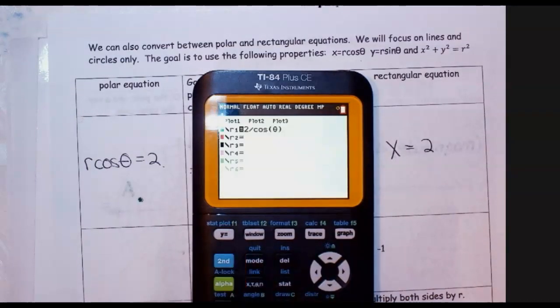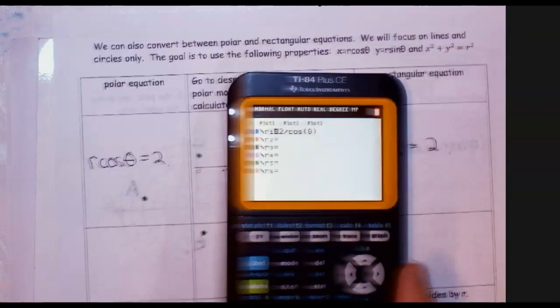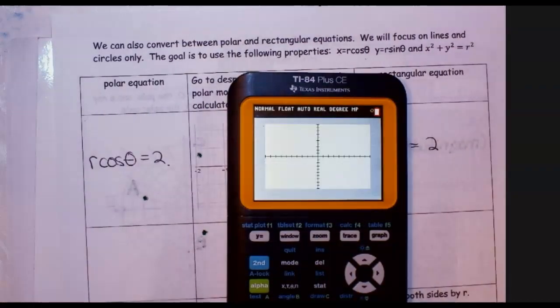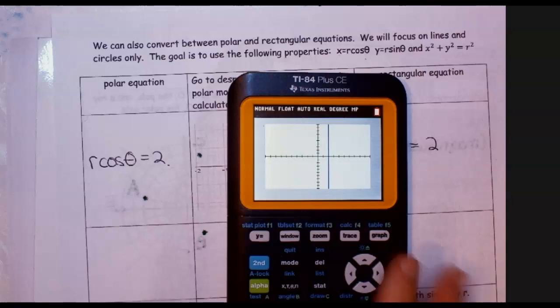I went back to y equals. Now the only thing here is I have to be able to solve for r. So in this case, r would equal 2 cosine of theta. I'm going to go ahead and hit zoom 6. I'm just confirming again that I get the exact same graph of x is equal to 2.